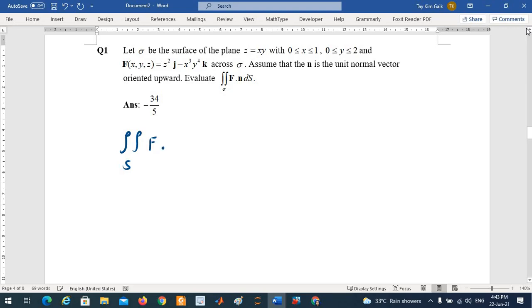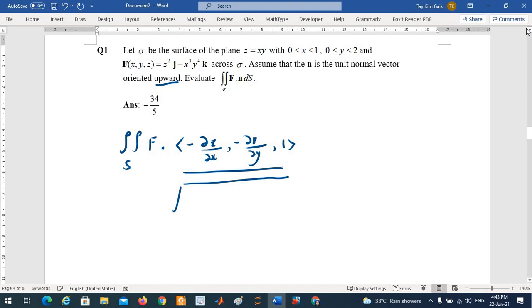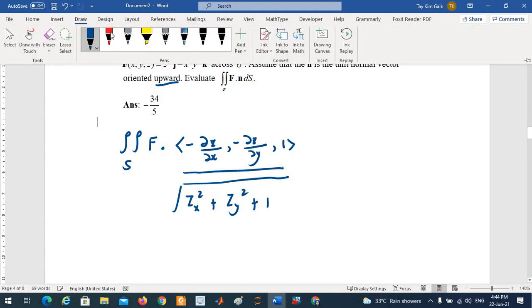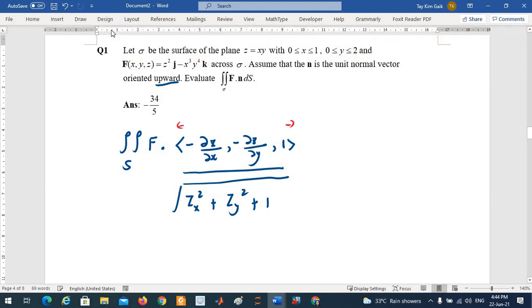F dot n. For the unit normal vector oriented upward, this is a vector: component i will be negative partial z partial x, component j is negative partial z partial y, and component k positive, that's why it is oriented upward. This numerator is the normal vector. If you want the unit normal vector, you have to divide by the magnitude of the normal vector. The magnitude has the square root, and you square each component: z_x squared, plus z_y squared, plus component k squared. So this term is the unit normal vector.